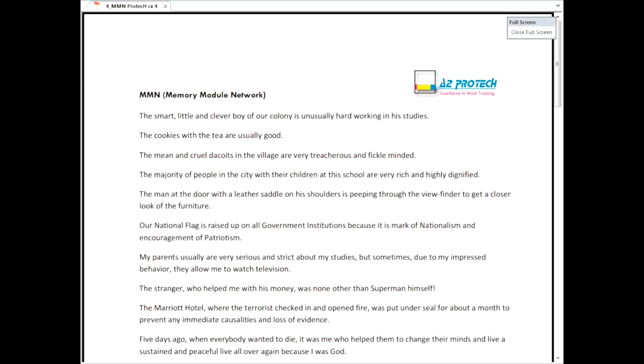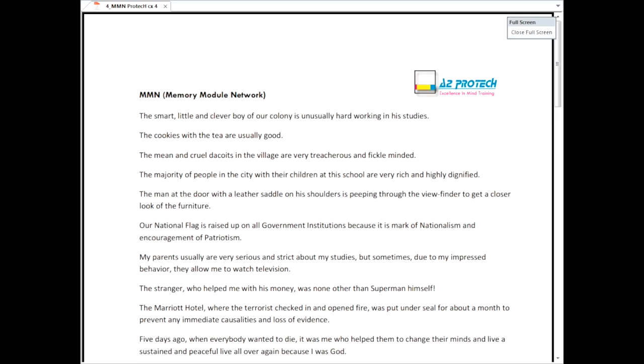Okay, so the next one, the sentences are getting bigger and better. Okay, so let's see how you do. The man at the door with a leather saddle on his shoulders is peeping through the viewfinder to get a closer look of the furniture.